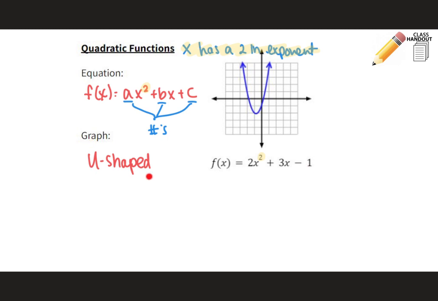In terms of the graph, our graph is going to be U-shaped. So that U-shape can be facing up like it is in our example, but it can also be facing down. It cannot, however, be facing to the side because, again, these are function families, which means that these have to be functions. If our graph is sideways, we know that that is not a function because it does not pass the vertical line test.